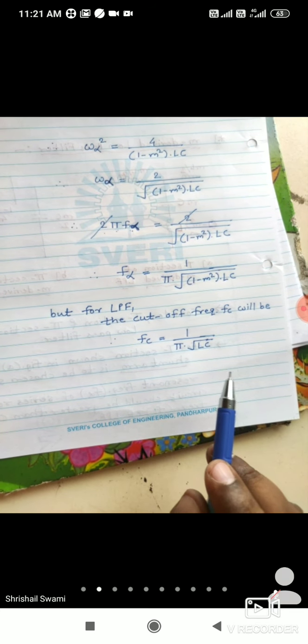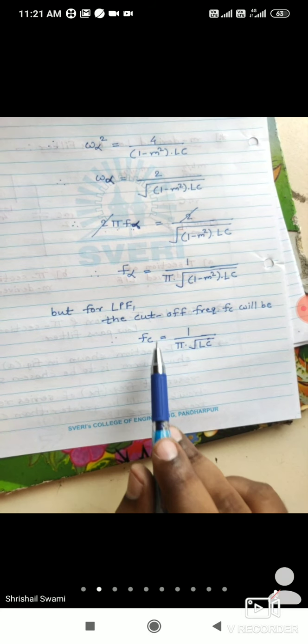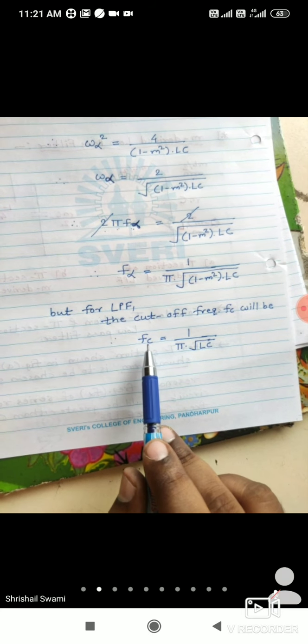We took L and C's expression. We have not studied about the FC. What will be the expression of FC? So this will be the formula. FC is equal to 1 upon pi into under root LC.